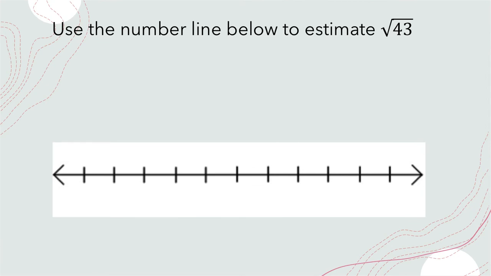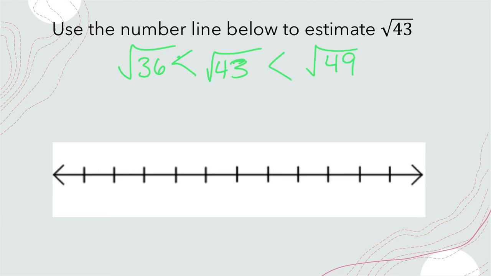So the square root of 43. Let's see, 6 squared is 36, 7 squared is 49. So 36 is less than it, but greater than it is the square root of 49. So it's going to be in between. The square root of 36 is 6, the square root of 49 is 7. So it's going to fall in between 6 and 7.